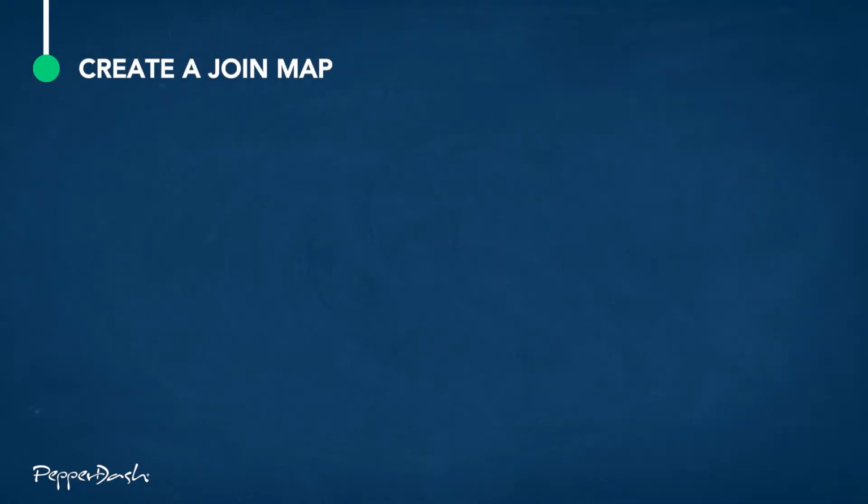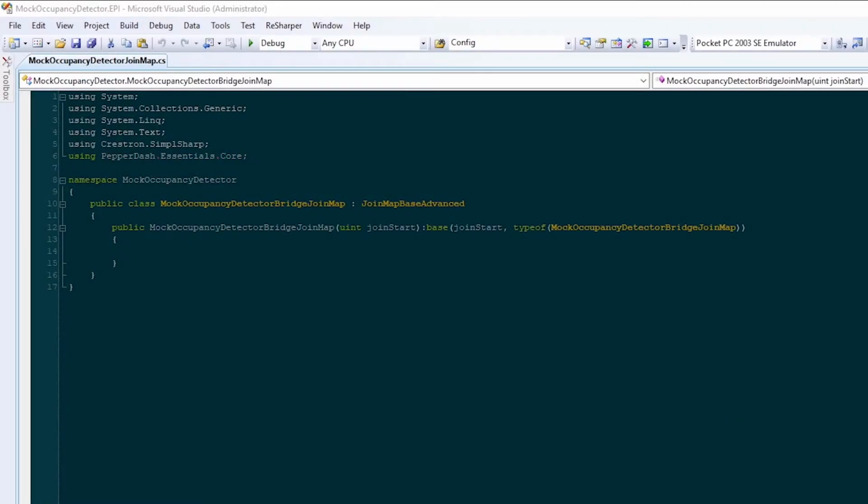The first step in getting data from Essentials into Simple Windows using bridging is to create a join map for your device. A join map is essentially the API, the contract between Simple Windows and Essentials. On the Essentials side, it says, here is where I'm going to present my data to you. And then on the Simple Windows side, it's, here are the joins you can press to effect change on my device, whether that's analog, digital, or serial.